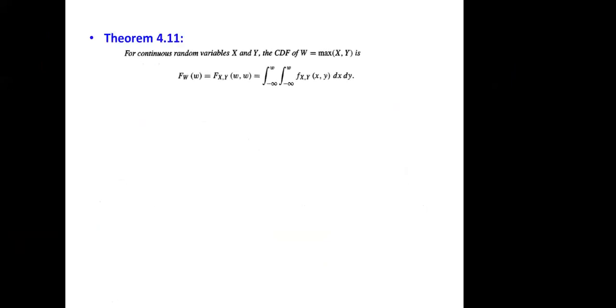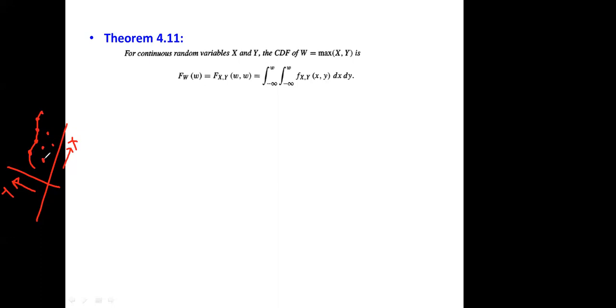Now let's go to theorem 4.11. In theorem 4.11, we have another function of random variables, W, which is the maximum value of X and Y. What is the maximum value of X and Y? Remember, say we have X and Y and some values like this, and for every value we can find the W.